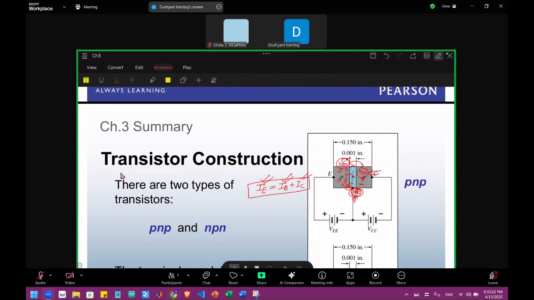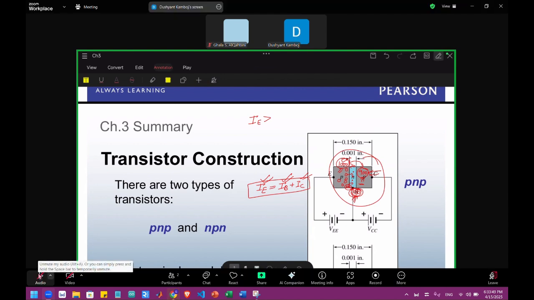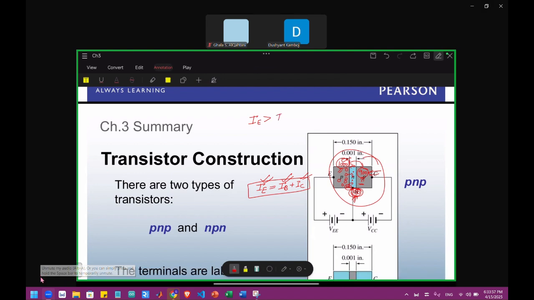Yes. So which current is bigger, if I'm talking about the current? Which current is bigger? IE, yes, because that is 1000. Just remember this example: 1000, 100, and 900, right? So the emitter current is highest. Then which current will come after the emitter current? Then IC and then IB. So this will be the order.